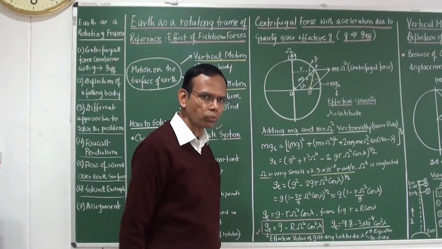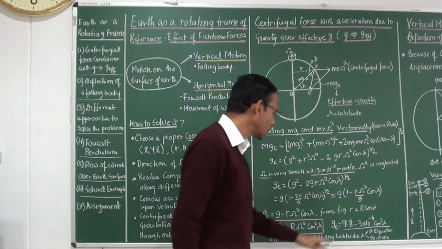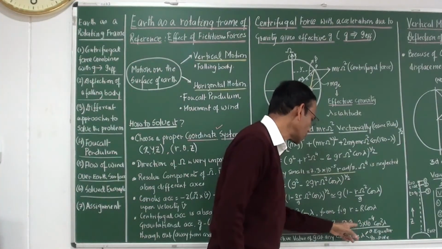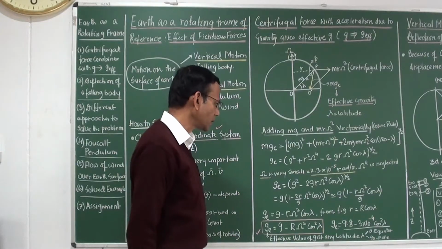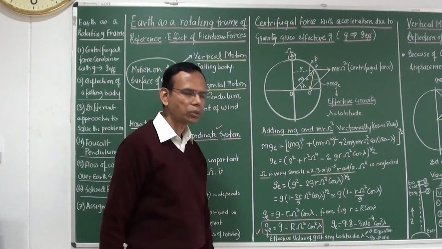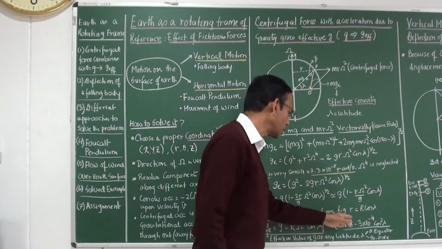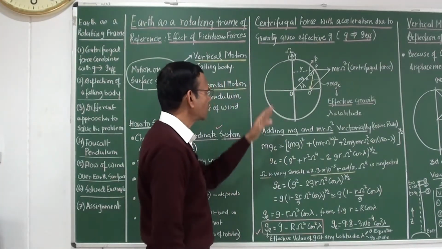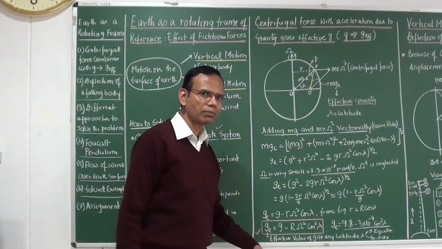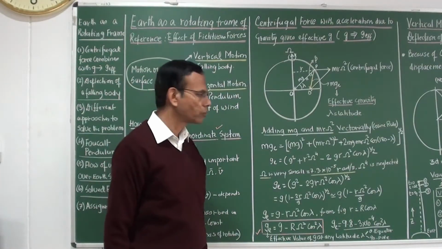So cos 0 we know it is 1. So basically it is minimum there actually. And here at the pole it is cos 90. So cos 90 is 0. So there we get 9.8. So at the pole you get exactly the same. But at the equator you see the maximum effect of the centrifugal force.